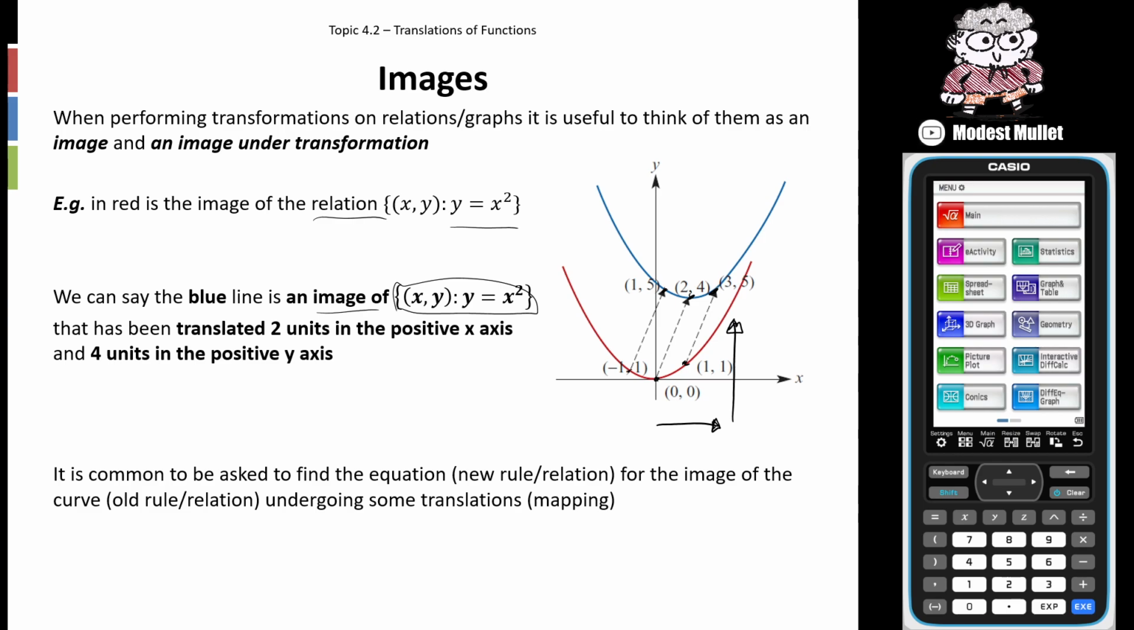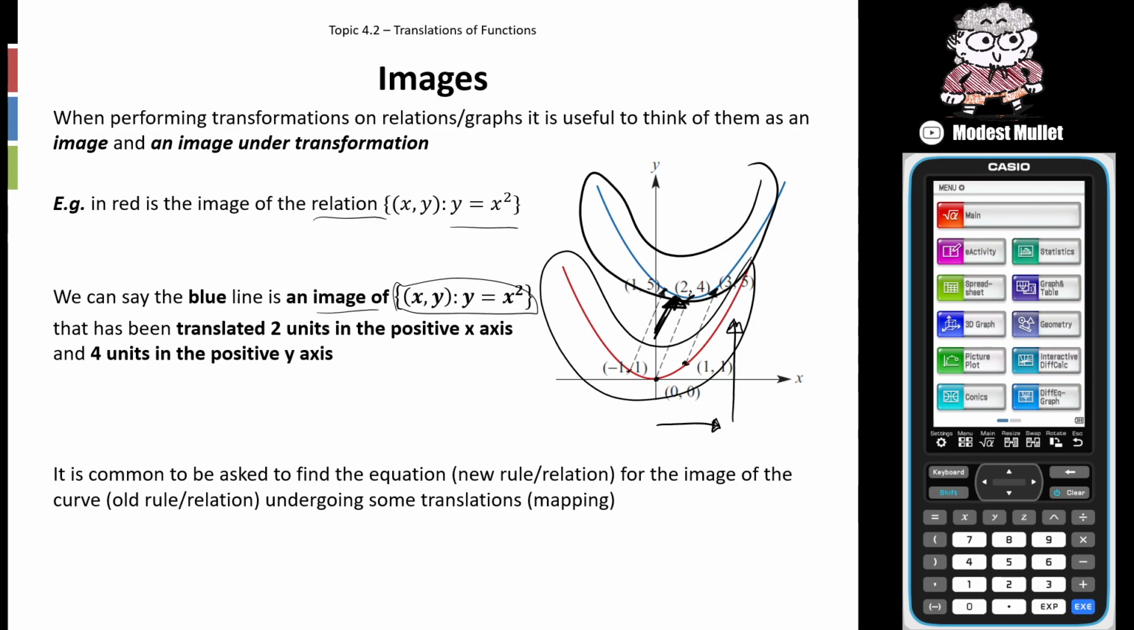It's really common to be asked to find the equation, so the new rule or relationship for the image of some curve, the old rule or relation undergoing some translation, which is a map. So we start with some image and we map it following directions to some new image. And those instructions can be any of our transformations: translations, reflections, and dilations.